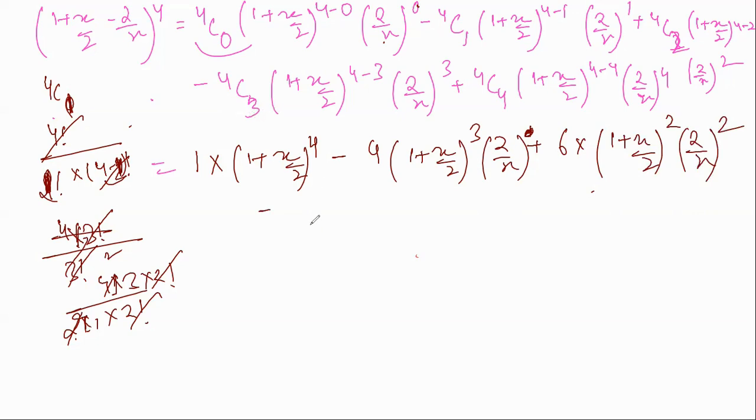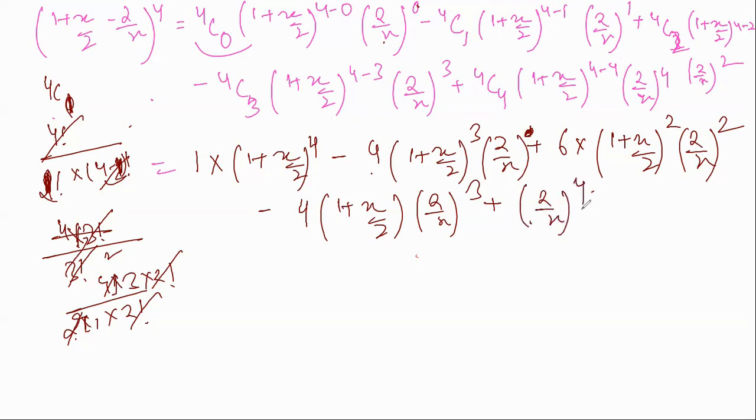Then next, 4C3 is equal to 4C1 only. 4C1 is 4, so this is 4 times (1 + x/2) raised to the power 1 and (2/x) raised to the power 3. Then the last, 4C4 is equal to 1, so (1 + x/2) raised to the power 0. Something raised to the power 0 is equal to 1, so we don't have to write it. So I have to write the last term.